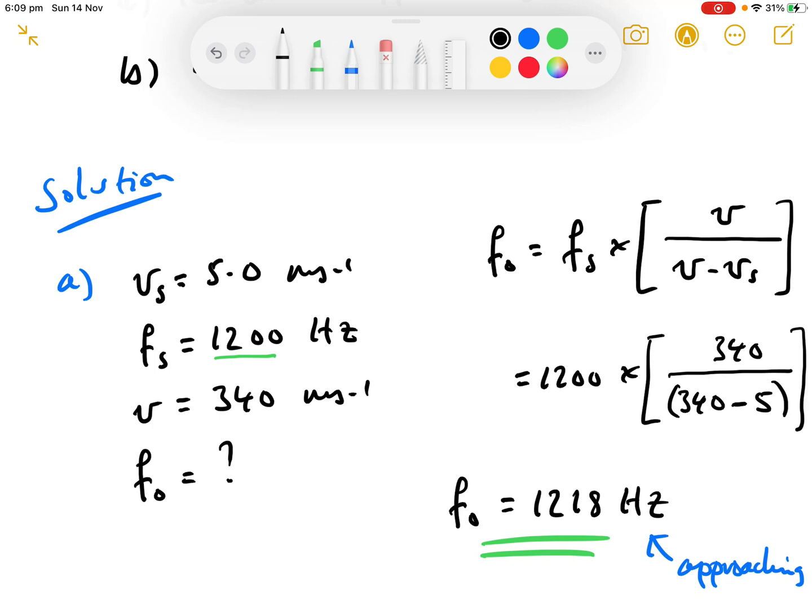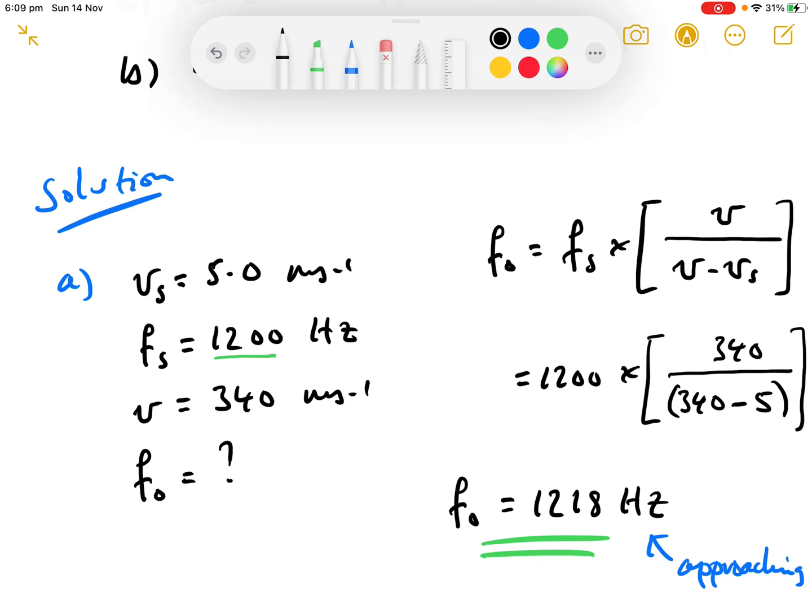Well, let's do part A first. So we list our variables. The speed of the source, that's the car, in this case, is 5 meters per second. The frequency of the source, the rest frequency if you like, is 1200 Hertz. The velocity of the wave itself, V, in this case is a sound wave in air, so that's 340 meters per second. And the observed frequency on approach is F naught, which is the unknown in this case.